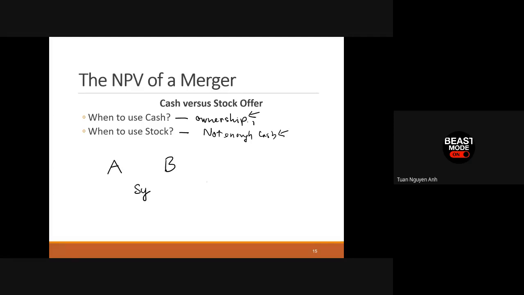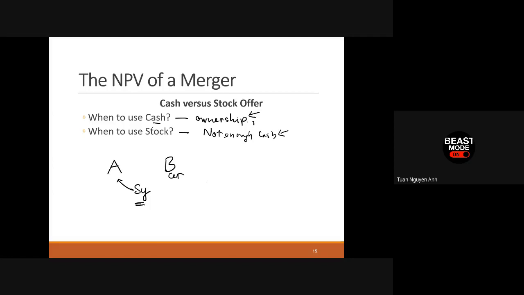But synergy is from the future. It's not now. But for B, they are given the premium now if they are given the cash. So that is the difference. Synergy is in the future. That is not really certain. So when you use cash, the premium that goes to B is certain, but the synergy that goes to A is not certain.